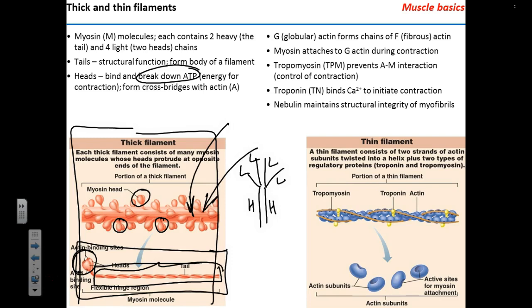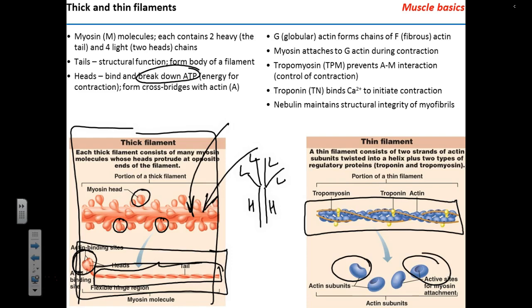Now, actin, which forms the thin filament, consists of multiple globules. So those are molecules of so-called globular actin. And think about this. Those molecules of globular actin, they attach to each other and form something like a chain of beads. And this chain of beads, this blue filament, is called fibrous actin.